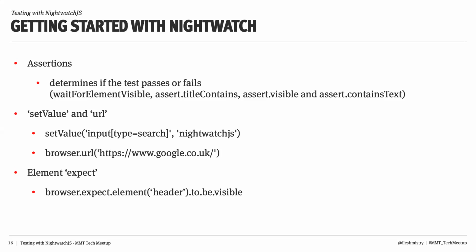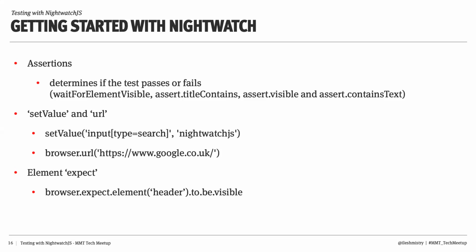So there are things like wait for element visible, check if some title contains X, Y, and Z. The other options you tend to use quite a lot are set value and URL. Set value allows you to do what it says: set a value. So you can go into a contact form and add a bit of text, but you need to select that particular field and then add the text into that field. You can imagine it could be quite powerful if you're filling in a form and testing that via an automated test.